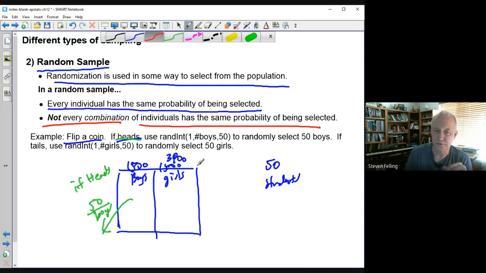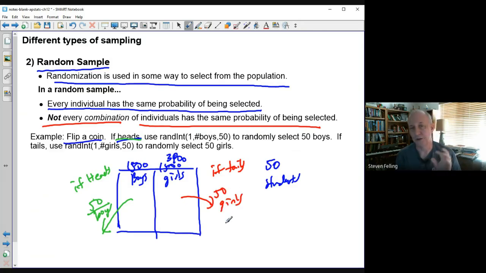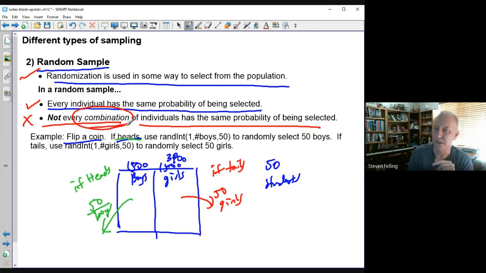On the other hand, if it's tails when we flip the coin, we're going to select 50 girls randomly from the girls. Now, it's true that randomness was used, right? And it's also true that every individual in the population, both boys and girls, has the same probability of being selected. But what's not true is that every combination of individuals could be selected, because in this case you're either going to get 50 boys or you're going to get 50 girls, but you're never going to get a sample that has a mixture of boys and girls, right? So while this could be called a random sample, it's not what's called a simple random sample, and this actually can produce biases. Okay.